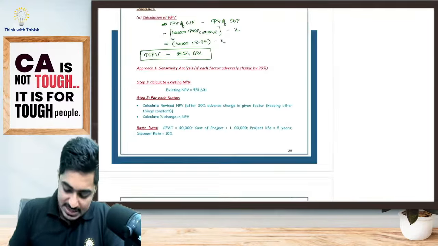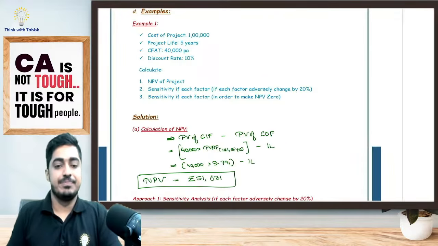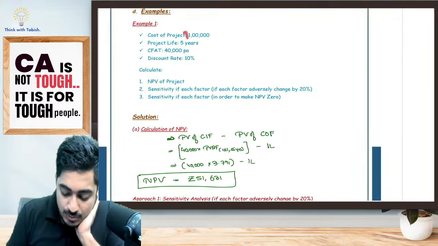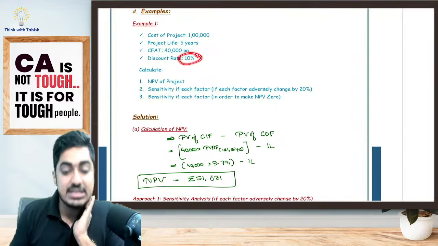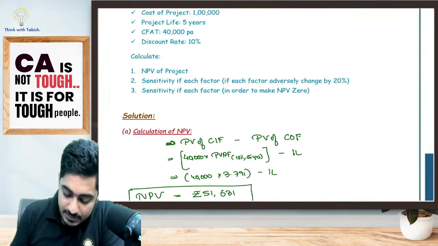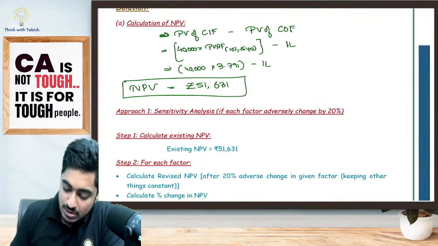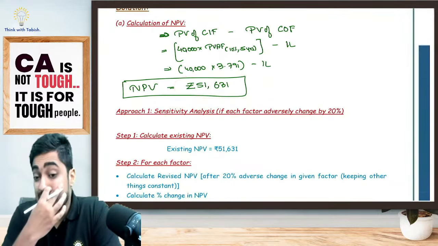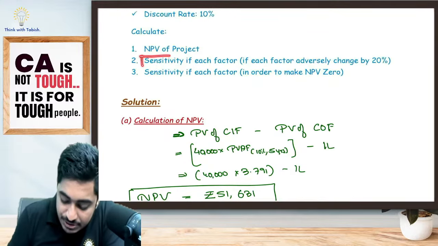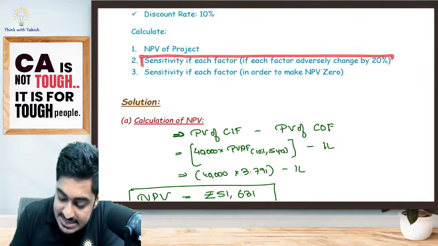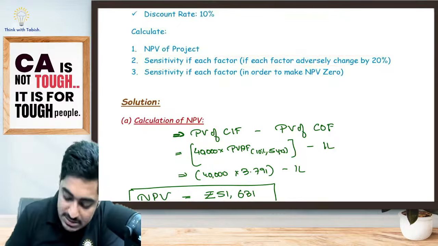Look at this one simple example we have put. Based on that, we will understand. One project we are starting. 1 lakh rupees cash I want to set up the project. 5 years is the life. 40,000 every year I am getting. 10% is my discount rate. Okay. First, I will calculate my NPV. I got 51,631 NPV. Great. Now the question is telling, calculate sensitivity if each factor has adversely changed by 20%.